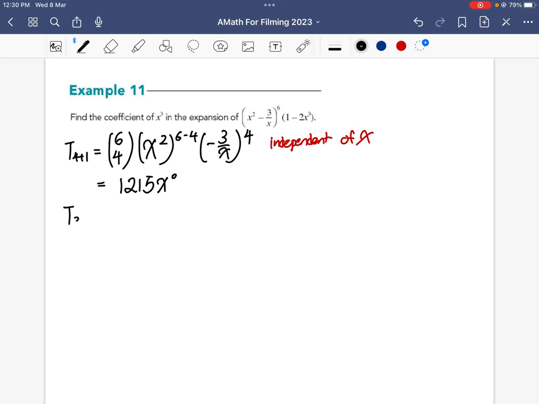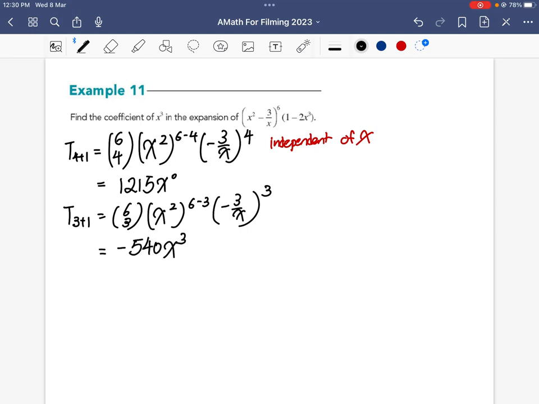And earlier we have r equals to 3. So we have 6 choose 3, x squared to the power 6 minus 3, negative 3 over x to the power of 3. If you simplify all of this when r equals 3, what I get is negative 540x cubed. So therefore, from this term, what do we have down here is this. Let me just show you. Okay, so I'm working on this term now.